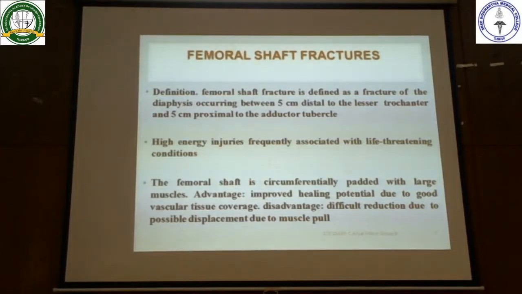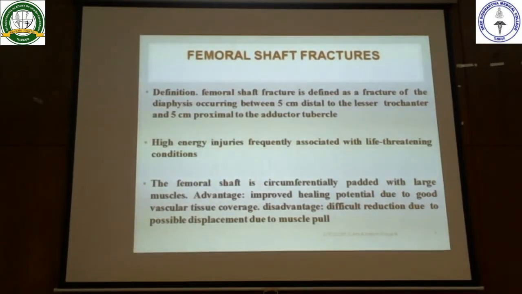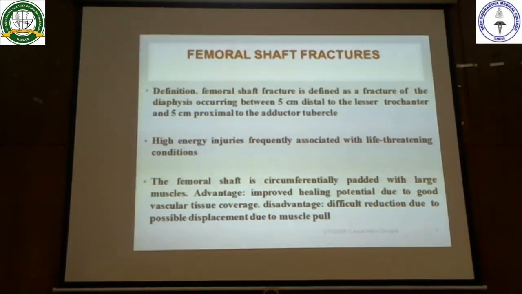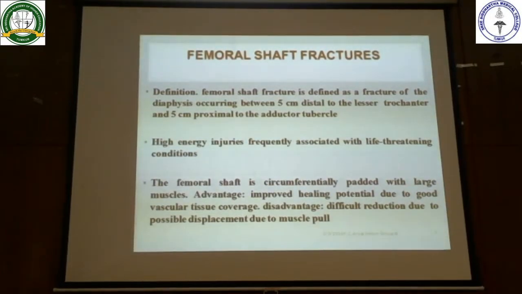At the same time, it has to be above the adductor tubercle, because if it is below the adductor tubercle, it becomes a condylar fracture or intercondylar fracture or whatever it is. So it has to be between that particular area, that is 5 centimeters distal to the lesser trochanter and 5 centimeters proximal to the adductor tubercle. Then only you can call it specifically a fracture shaft of the femur.